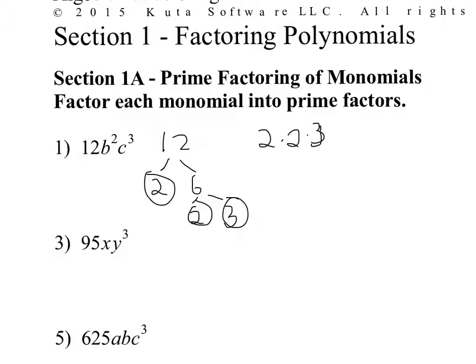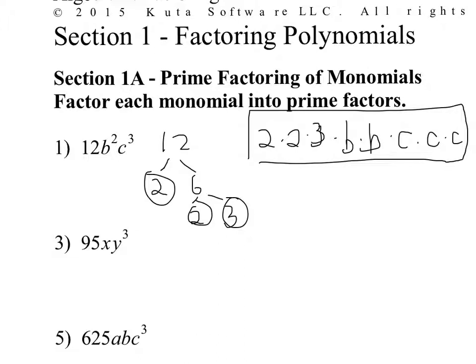Okay, and then we look at the variable parts, and basically we have b squared, which means b times b, so we're going to add on b times b, and we have c cubed, which means c multiplied together 3 times, so that would be c times c times c. So the prime factorization of 12b squared c cubed is 2 times 2 times 3 times b times b times c times c times c.